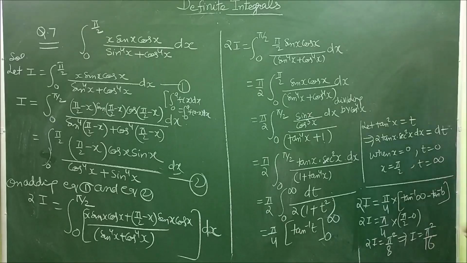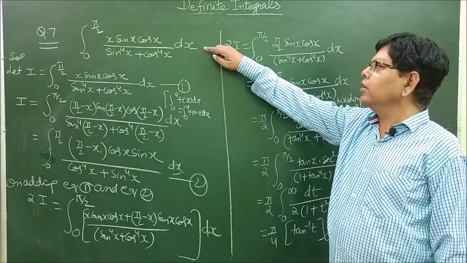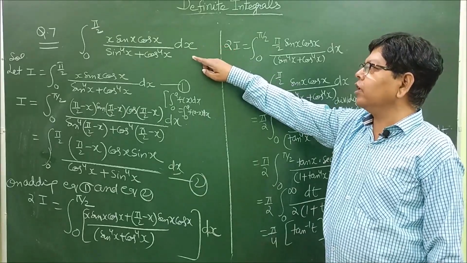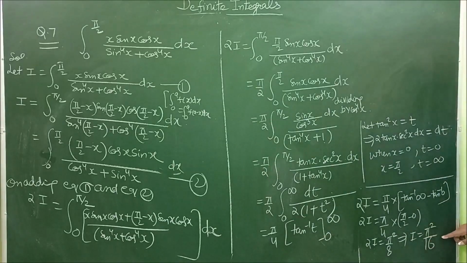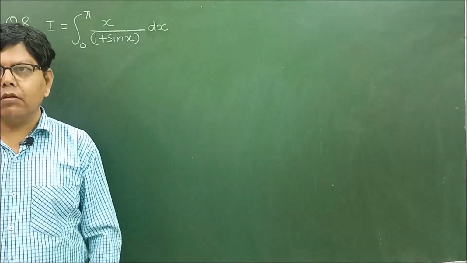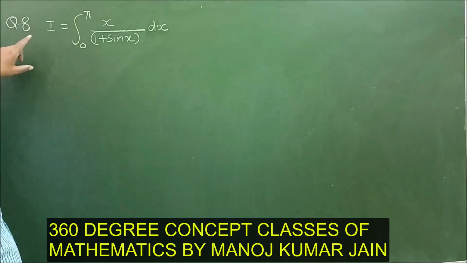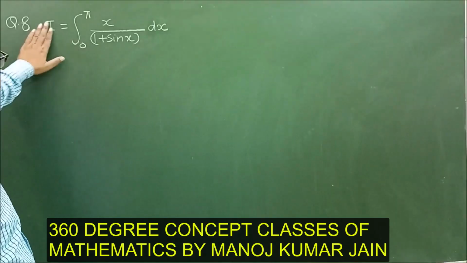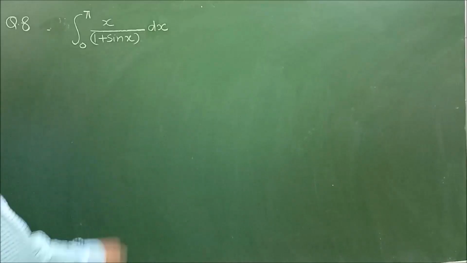So the final answer of this question, integral 0 to pi by 2 of x sin x cos x upon sin 4x plus cos 4x dx, is equal to pi square upon 16. Next question, question number 8. Evaluate the integral 0 to pi x upon 1 plus sin x dx.